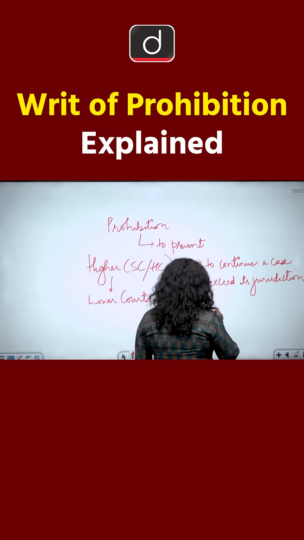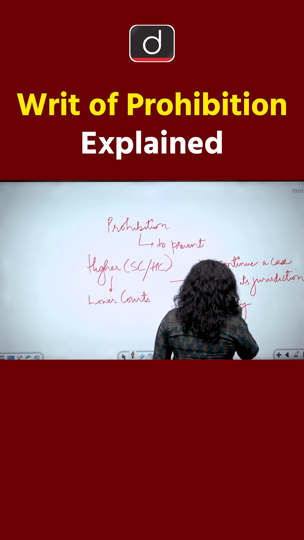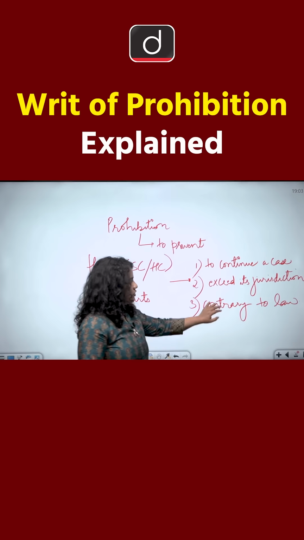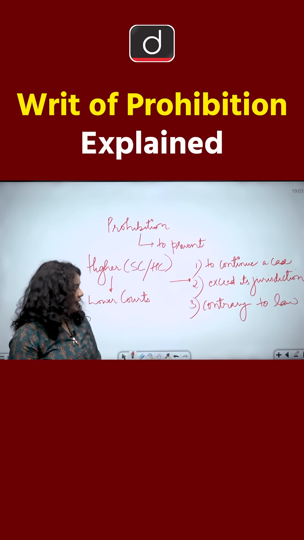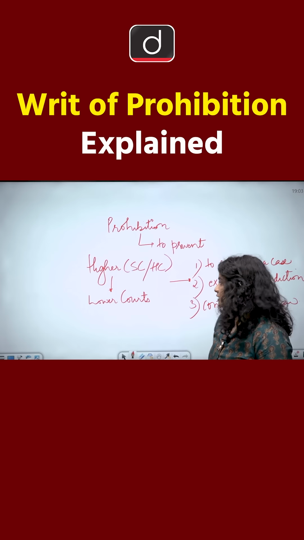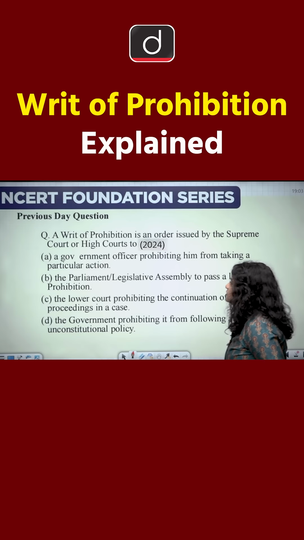And finally, if the case or the proceedings are contrary to law, all right? This is the writ of prohibition in a nutshell. Now, with this information, let's try and attempt the question.